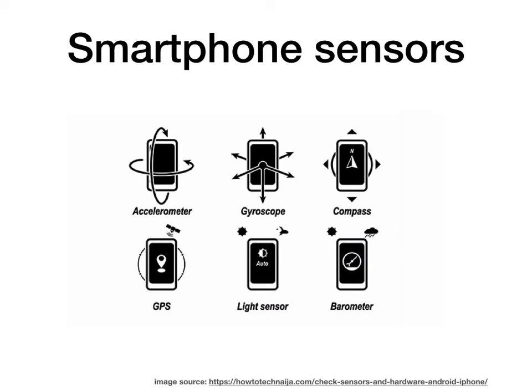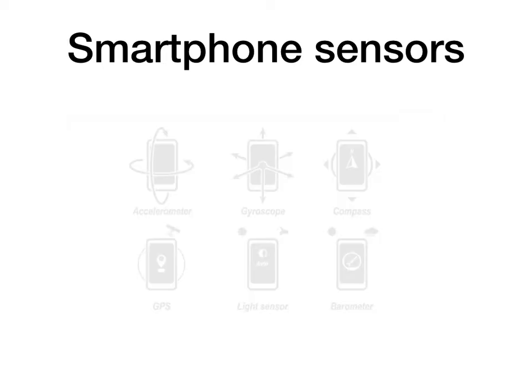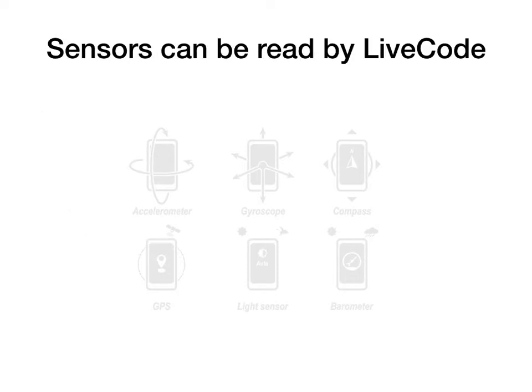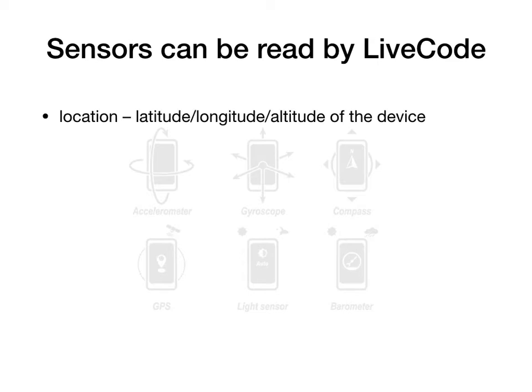So all smartphones nowadays have a number of onboard sensors that allow you to detect certain things about your environment. We're going to talk about some of those sensors and how LiveCode allows you to access those sensors and read the inputs. So what sensors do we have access to from LiveCode? Well, first of all, the GPS receiver, the magnetometer, the gyroscope, and the accelerometer. And you ask, well, what do those do? Let's talk about what each of them do.